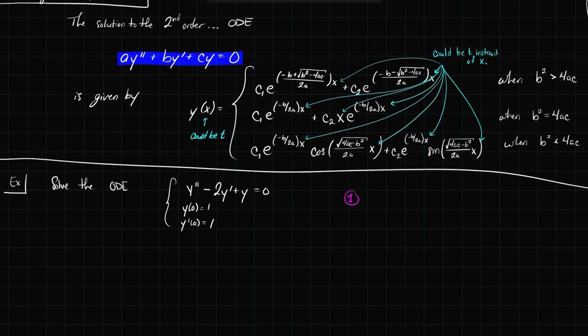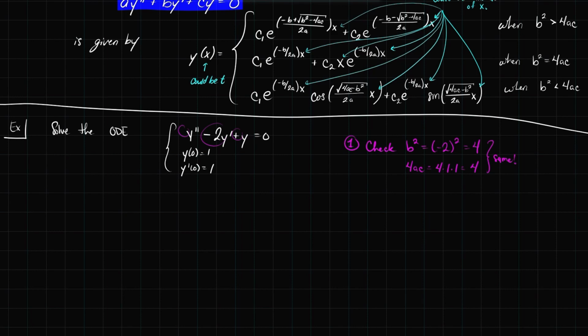So in step one, we'll go ahead and check b squared, which happens to be negative 2 squared, which is 4. And we'll check that against 4ac, which is 4 times 1 times 1, which is going to be 4. And what do you know? They're the same, which means we're looking at the middle case. When b squared and 4ac are the same, we're looking at the middle case.